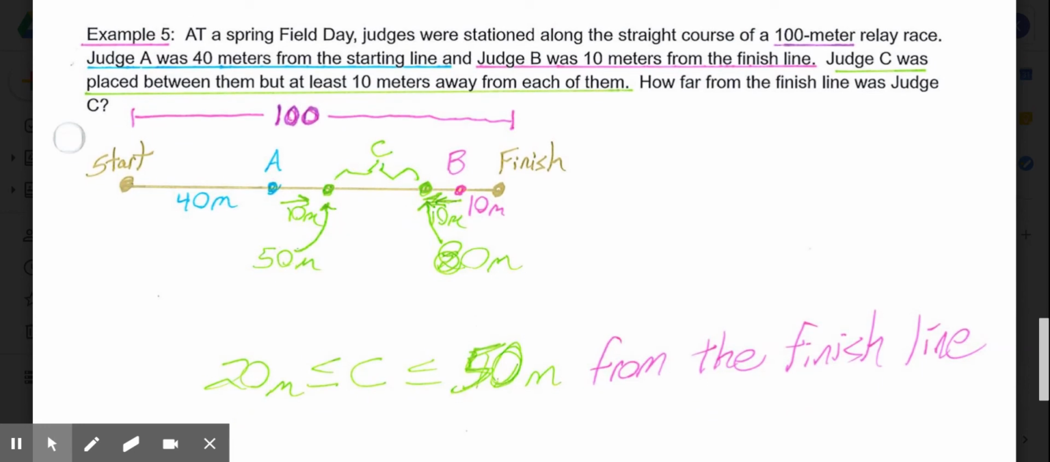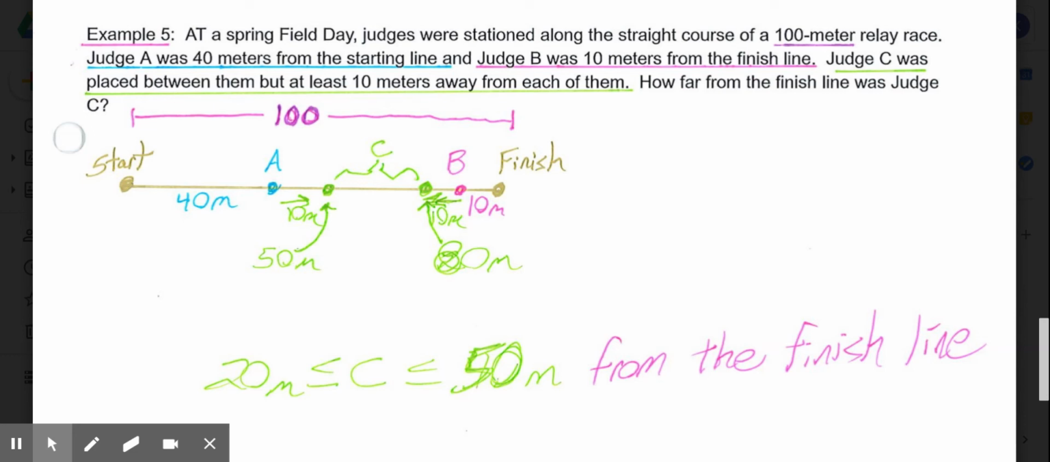is a word scenario with a range for possible answers. So what I mean by that is, let's first read through the scenario and then draw a diagram to make sense of it. So what we know is at a field day, the judges were stationed along the straight course of 100 meters. So we know it's a straight race. So it's a 100-meter segment.